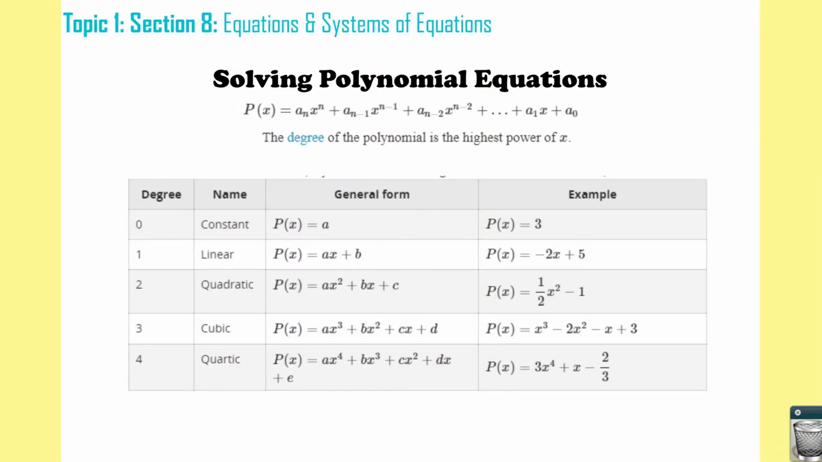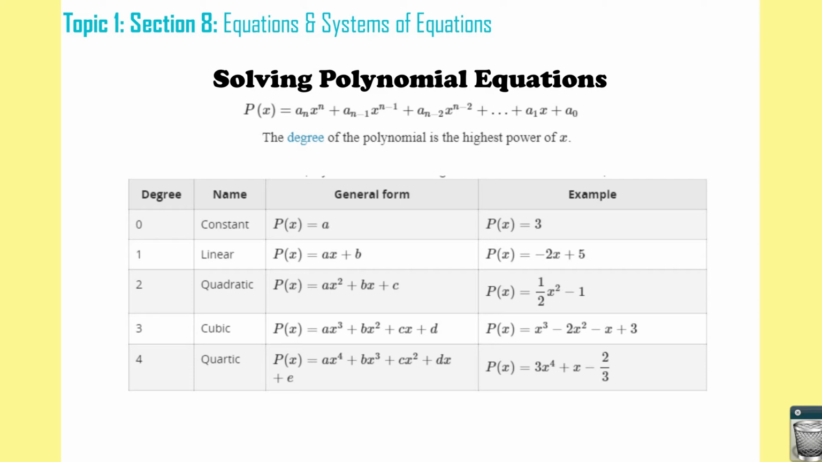Hello. Today I'm going to go over Topic 1, Section 8 of Equations and Systems of Equations. So first let's talk about polynomial equations. You need to be able to identify them and correctly name them.